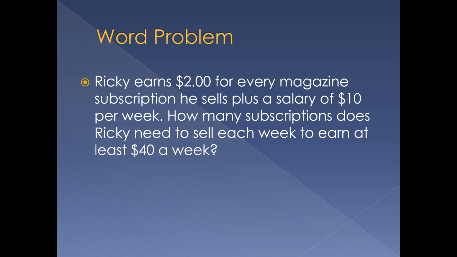Now, if he sells 1 magazine, he'll earn $2 for that magazine plus the $10 salary. If he sells 2, well, $2 for 2 magazines, that's $4 plus the $10 salary. So he'll make $14 then. So keep in mind this, he makes $2 for every single time he sells a magazine, but he always gets that $10 added to it. So see if you can't work that out on your own now.